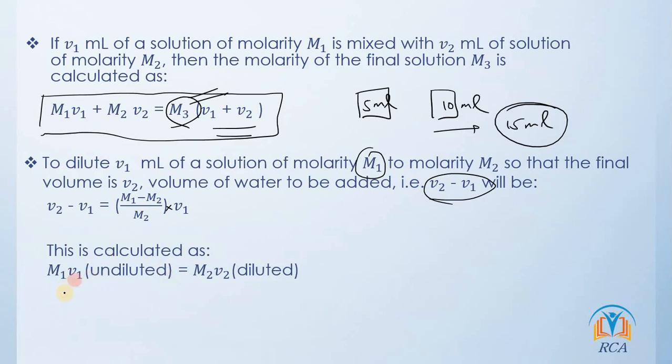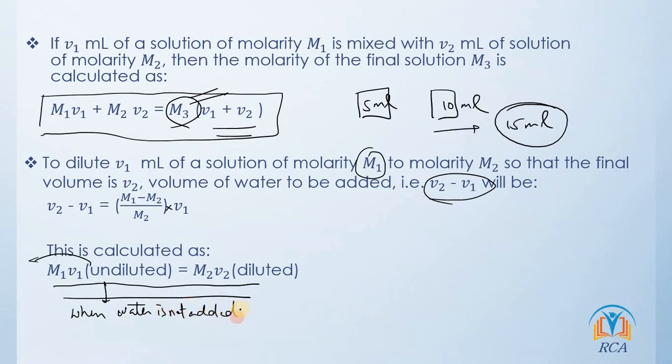Now we pretty much have this relation. How can we calculate this particular relation of V2? We can find it by using this formula where M1 V1 should be equal to M2 V2. But M1 V1 is what? The undiluted level when water was not added. So here it is undiluted when water is not added. But now when we add water, the molarity changes and the volume changes. And this is going to be when water is added, so it becomes a diluted solution now, obviously because we are adding water to it.